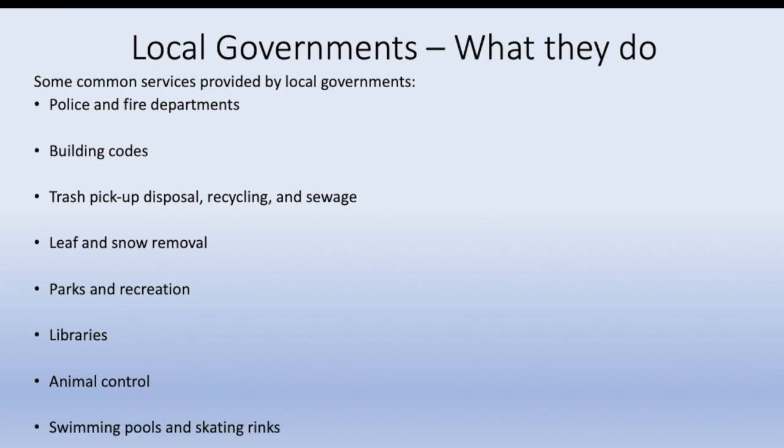Swimming pools and skating rinks. Lower Merion Township has 2 public swimming pools, one in Ardmore and then one in Belmont Hills. So that's a neat amenity that is provided. A lot of townships also have skating rinks. Maybe not as much in this region of the country, but Haverford Township does have a skating rink. The stadium that many of you are familiar with, that is run by Haverford.